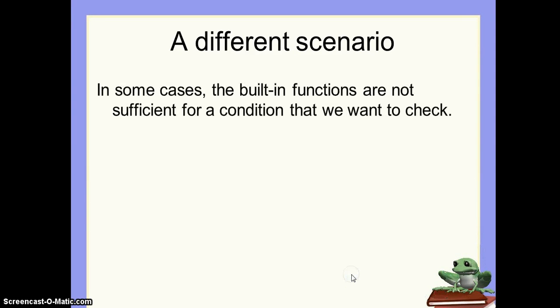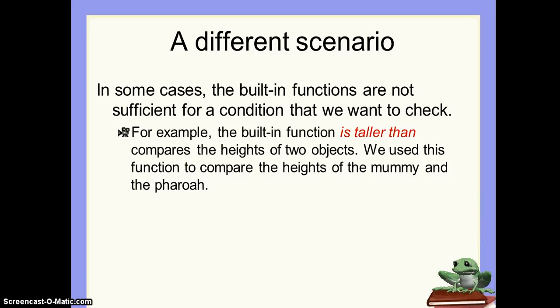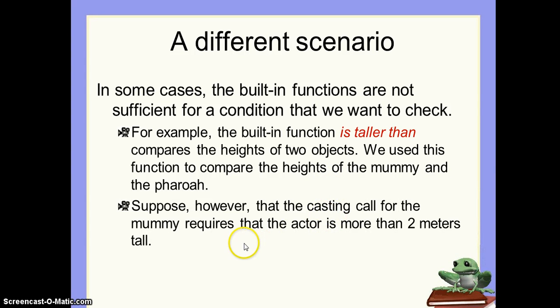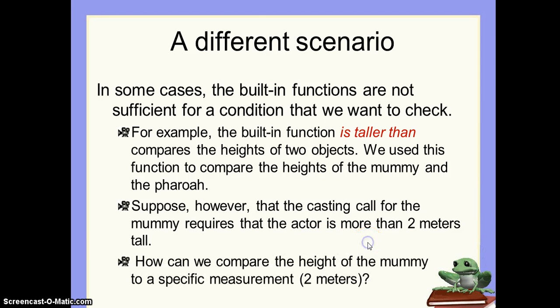So here's a different scenario. Sometimes built-in functions won't work. We need something a little bit more snazzy. So the built-in function, for example, is taller than compares the heights. So we used this. That was great. But what if you want to make sure that the actor, remember this was a movie, that the actor is more than 2 meters tall? So how can we do that? Well, we're going to build our own function. Are you ready? Here we go.